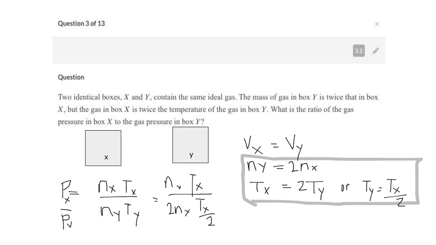Okay, so this is what it looks like with the substituted values. We have ny equals 2nx. So that's a 2 there now. And we have tx equals 2ty. So that actually means that ty is tx over 2. Here we go. And of course, if you look at it now, these two values cancel. So actually we're left with a ratio of 1 to 1.